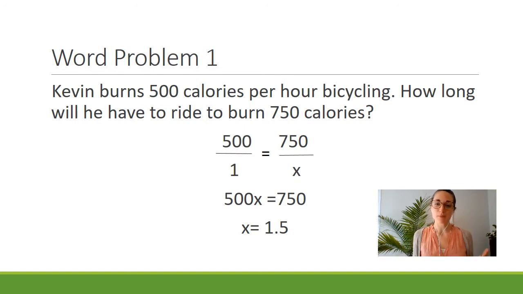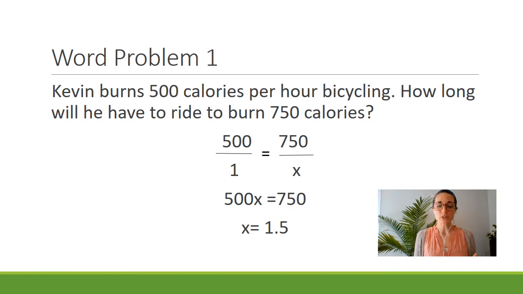So to solve this problem, I'm going to set up a proportion. My first side will be the number of calories with the number of hours. So we know 500 calories goes with 1 hour. Now I'm going to put an equal sign in the middle, and my other side will be the number of calories, which we know, 750, and then our variable, because we don't know how many hours that will take. So I'll put an X there.